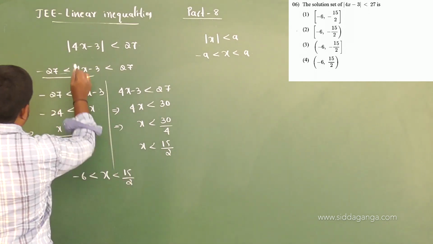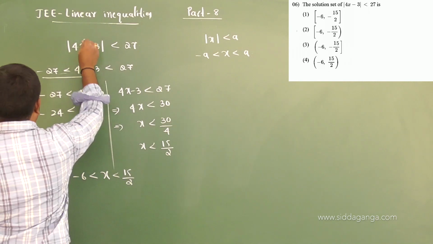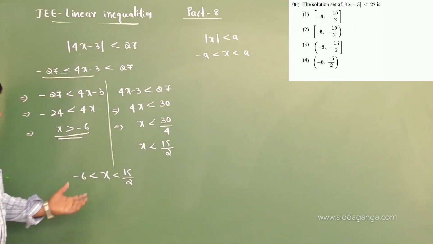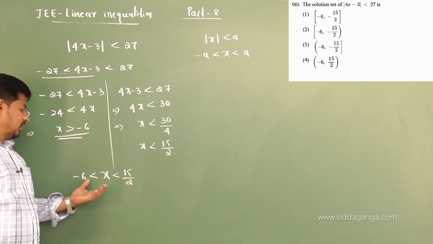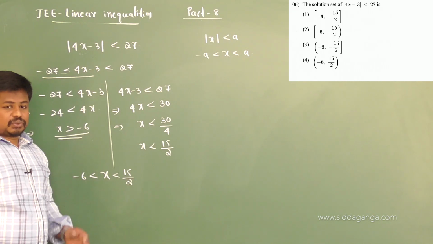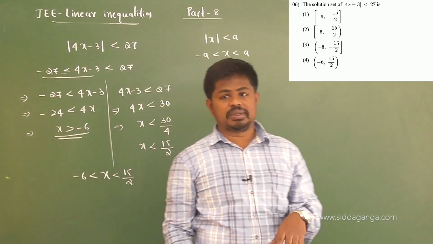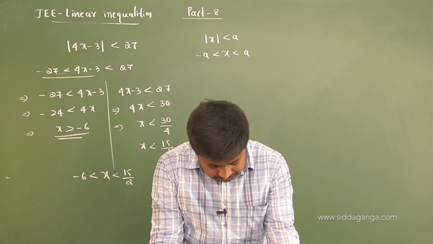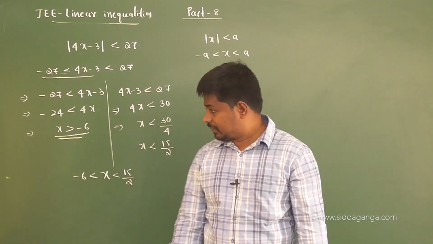You mean this is true? This is true. I mean this LHS becomes positive. I mean the value of this is always less than 27 only for the values of x between minus 6 to 15 by 2. So option fourth is the correct one. Yes, option fourth, minus 6 to 15 by 2.